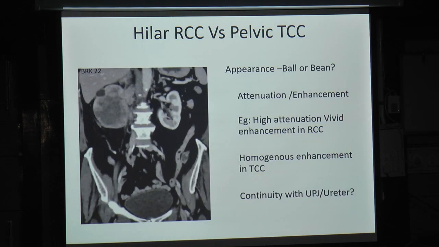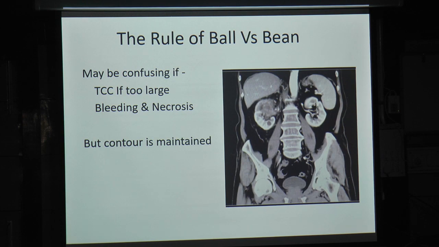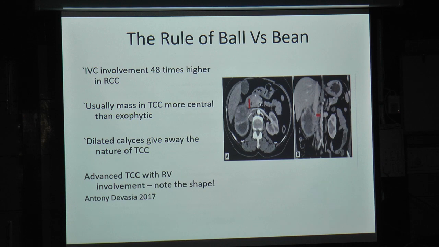The other thing that I wanted to tell you, the large part of this is necrosis and bleed. So, if you look at this and the bladder, you realize the densities, then you can understand. It can be confusing if the TCC is too large and we're dealing with necrosis in the tumor, but the contour is maintained to the last. As I said earlier, IVC involvement is 14 times more likely in RCCs. And the mass in TCC is more central than exophytic. I told you RCCs are ball type lesions, they are usually on the periphery, they distort the capsule.